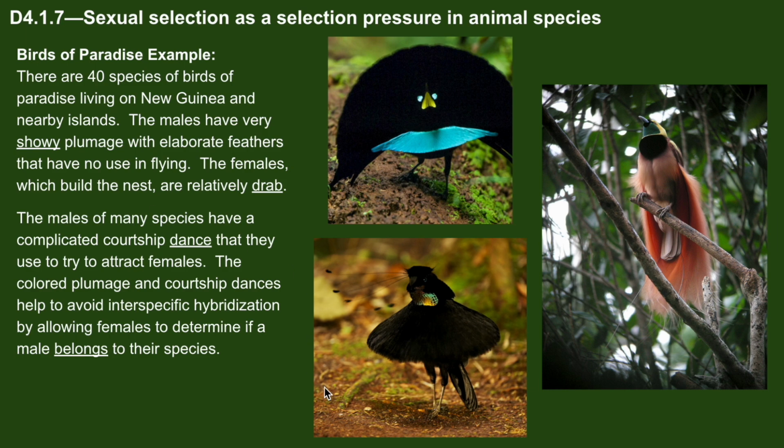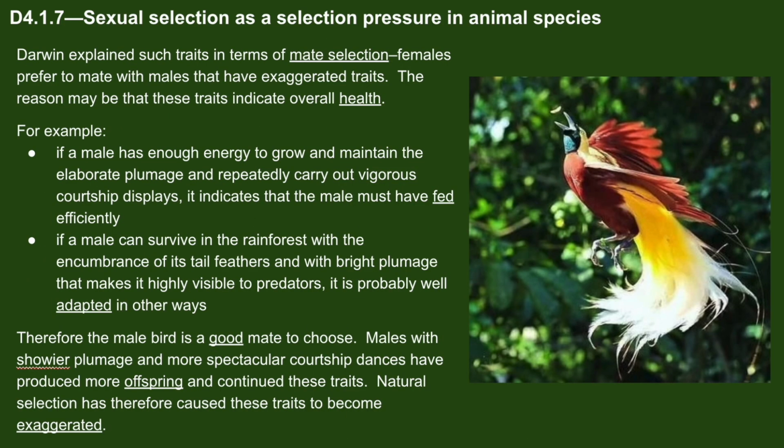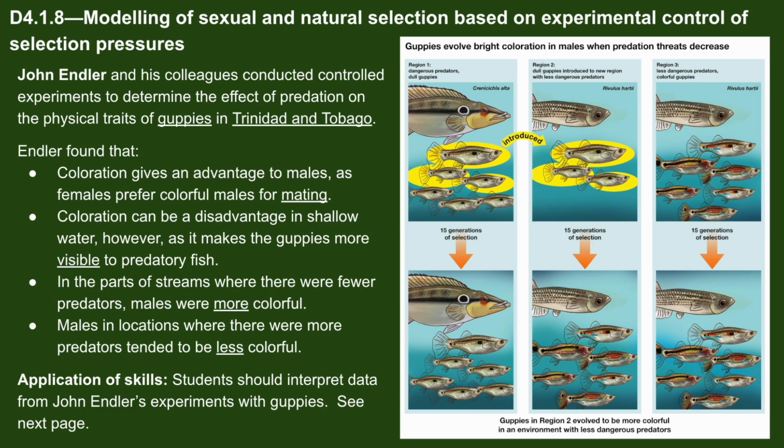The complicated courtship dance can help the female identify that the male is indeed part of their species, to avoid interspecific hybridization that can lead to sterile offspring. We basically just covered all of that. All right, here is an example.